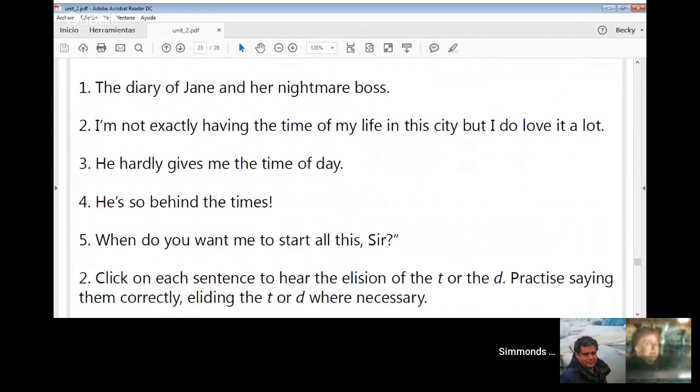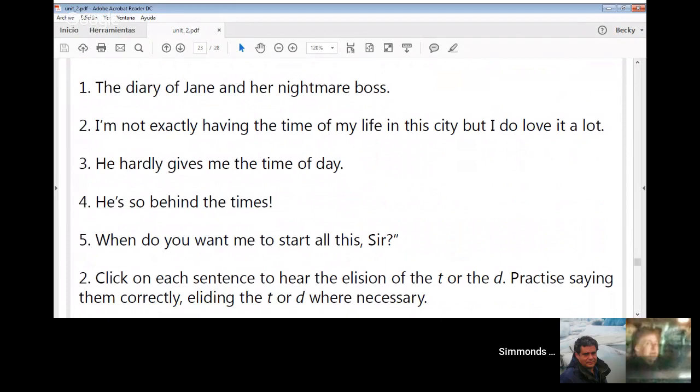So there's a lot going on in this sentence. And so that's why it's sometimes difficult to understand natives in their native setting. If you go to Wisconsin, for example, you're going to hear people that speak differently than the way I speak, because like I said, I'm saying things differently. So I'm going to read this by pronouncing everything and then again kind of normal for me. So I'm not exactly having the time of my life in this city, but I do love it a lot.